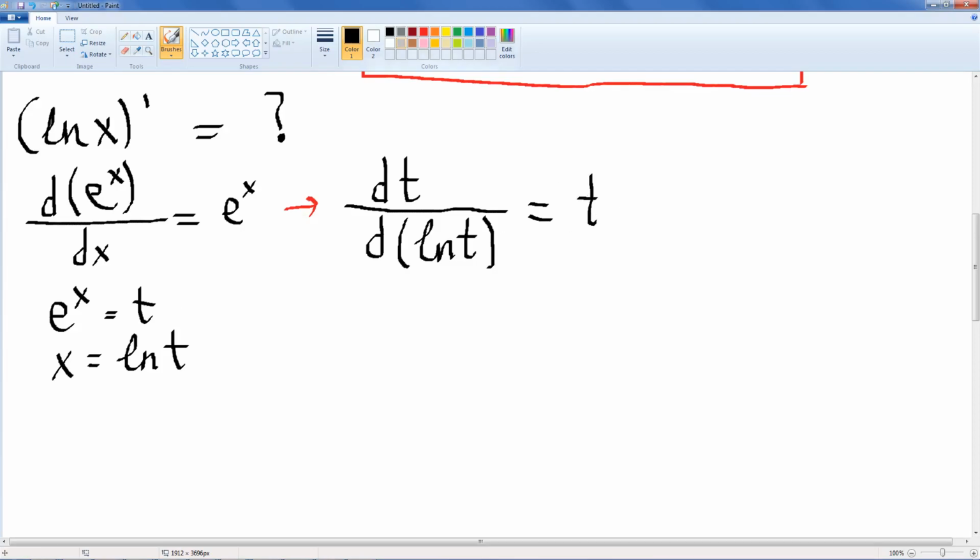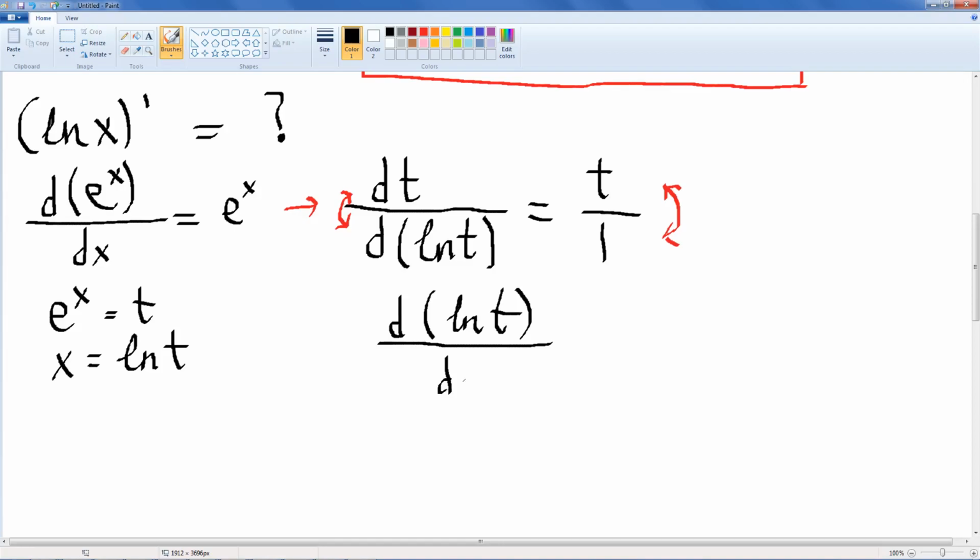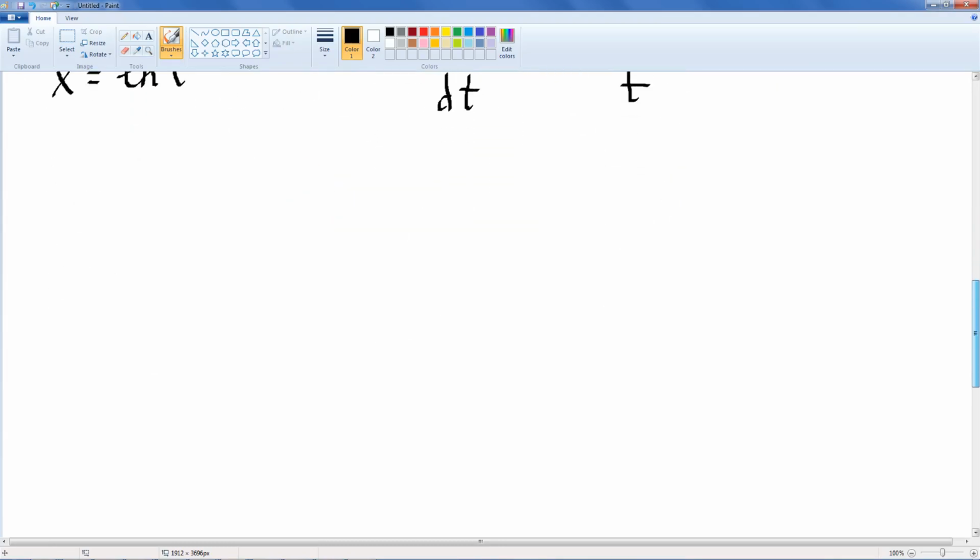And now, the last thing that we need to do is we're just gonna swap them like last time. So we're gonna swap them here and here. And what we're gonna get is d of ln t over dt is actually equal to 1 over t. And that's exactly as we know it. So, as you can see, it's really easy. And now let's consider the last one.